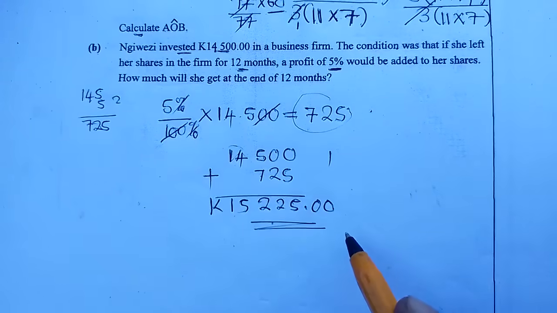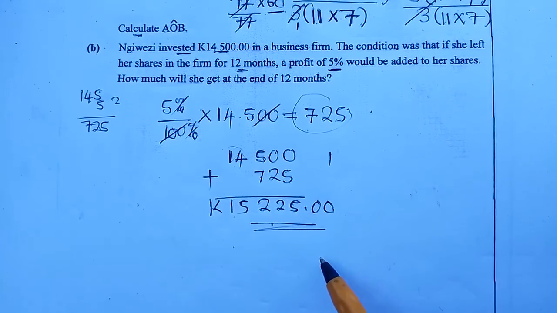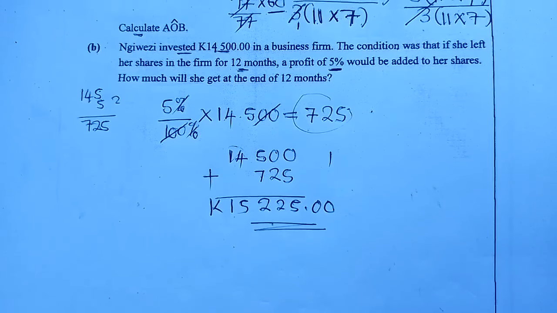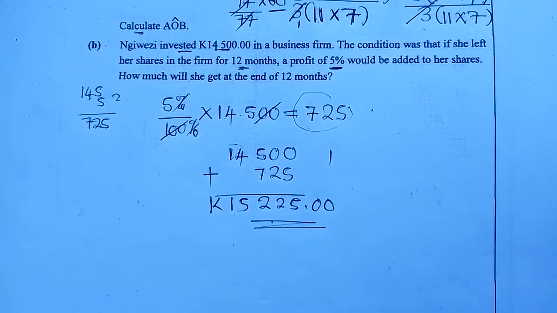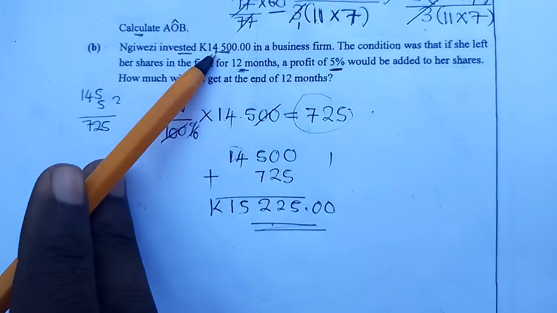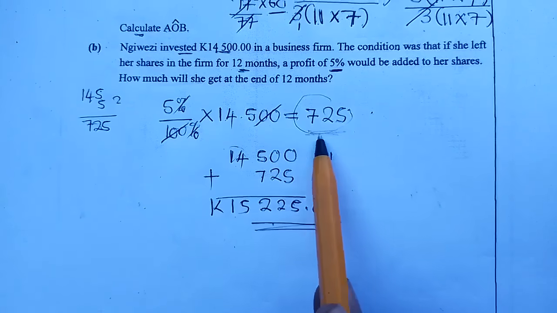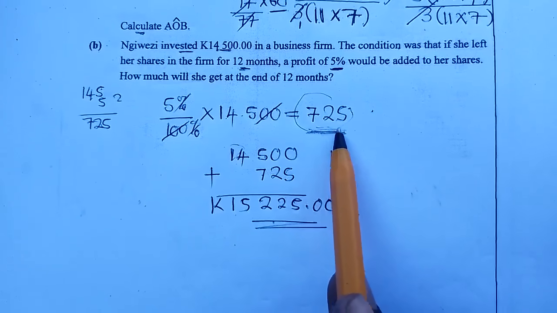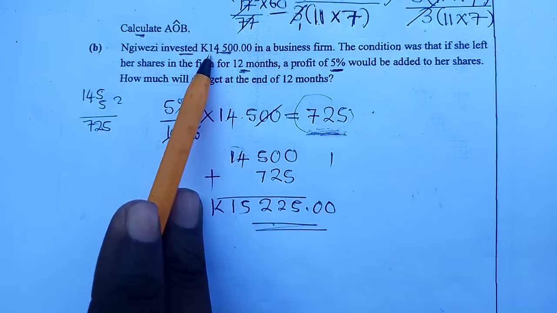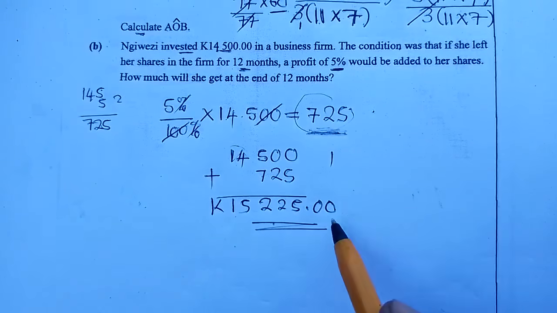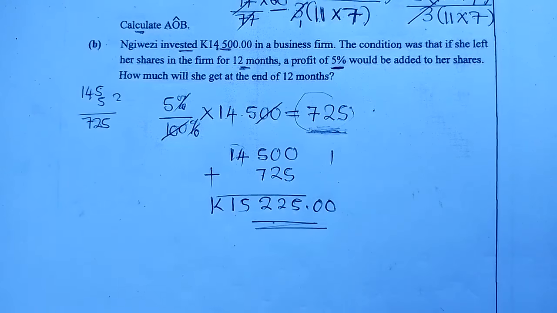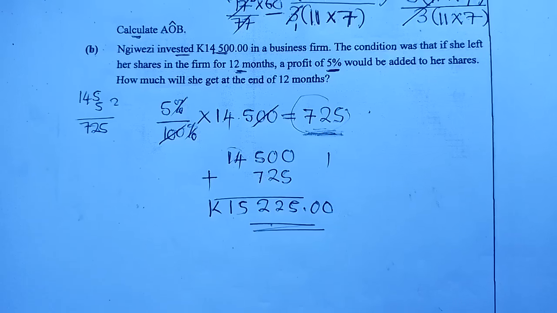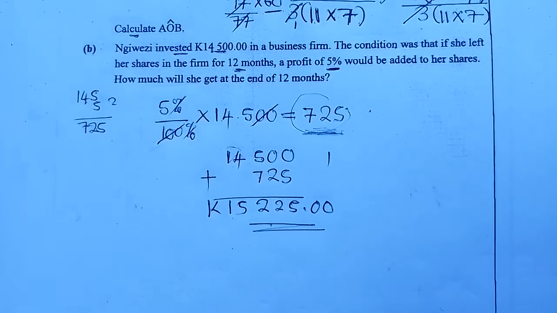The first thing, here you are dealing with money. You are told to calculate the interest. The interest will be 5%. So what is 5% of that? 5% of that amount is this one here. You calculated. So after you calculate that, then you add it plus the one that she invested. So this is the money that this person will get by the end of 12 months. This is how you need to answer this question.